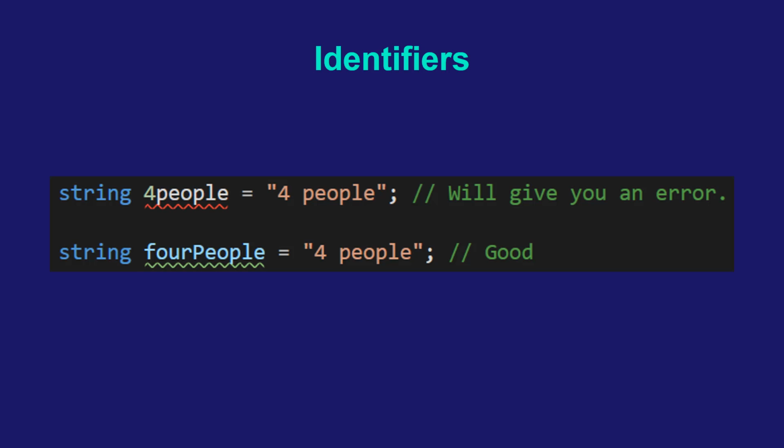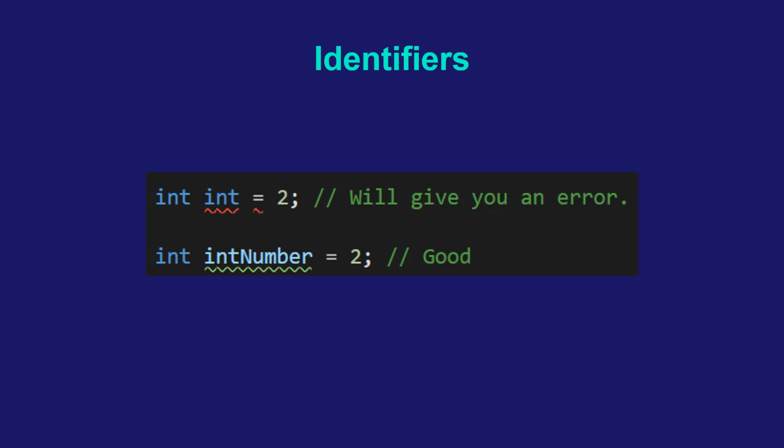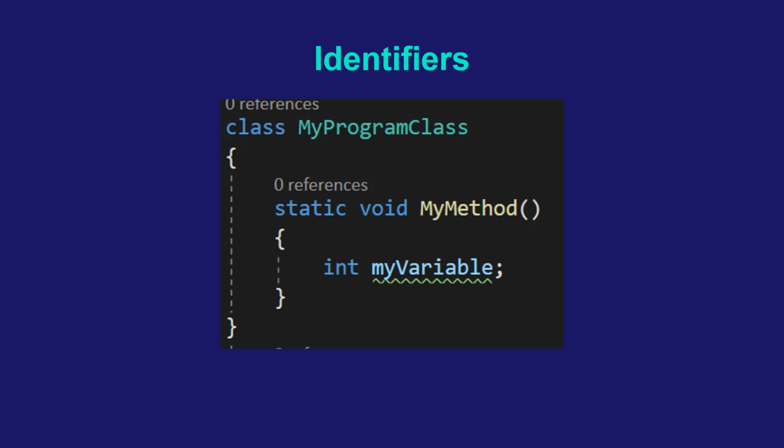C# variables must be identified with unique names. These unique names are called identifiers. Identifiers should not start with a number. They should not include a whitespace. They should not be a reserved word such as int, string, or if. Identifiers should have a descriptive name, for example, userControl instead of userCTR. For variable identifiers, they mostly have a lowercase first word and the first letter of the second word is in uppercase, while class and method identifiers have the first letter of the first word in uppercase as well.